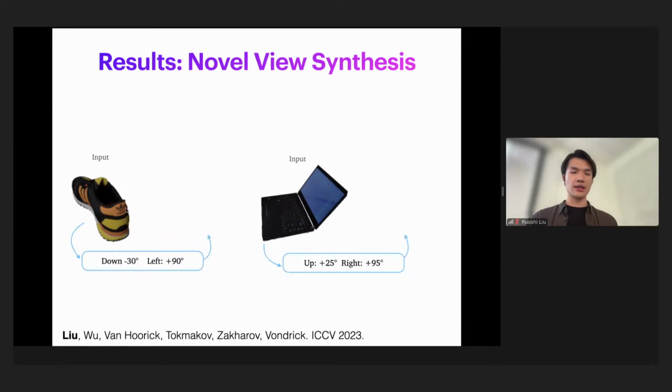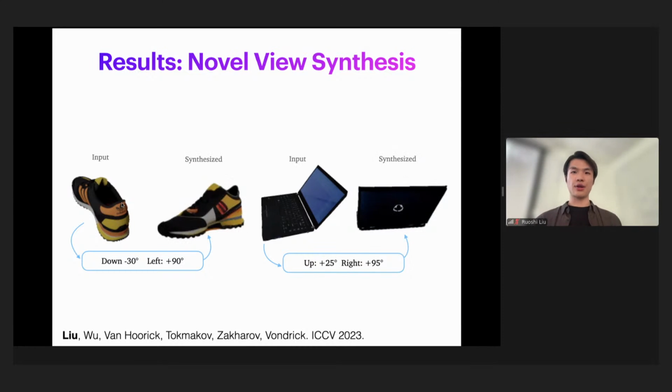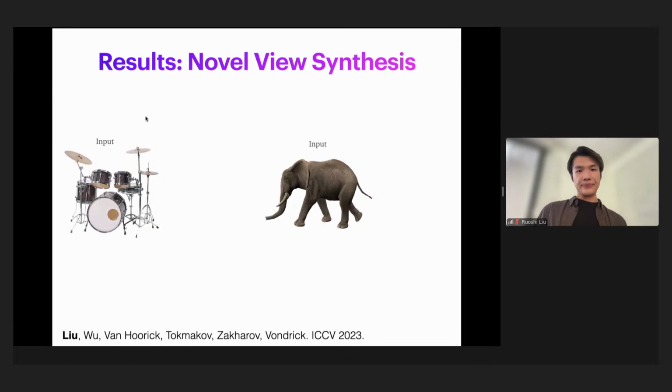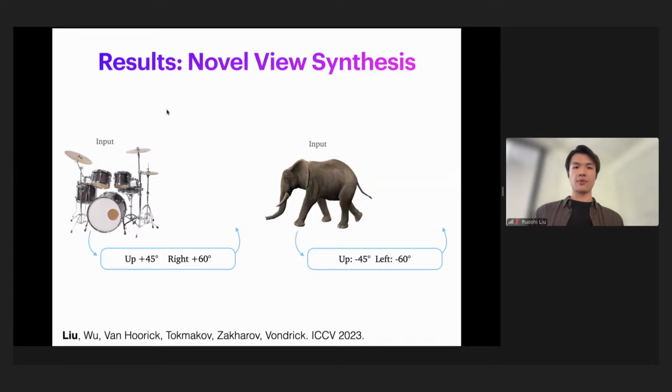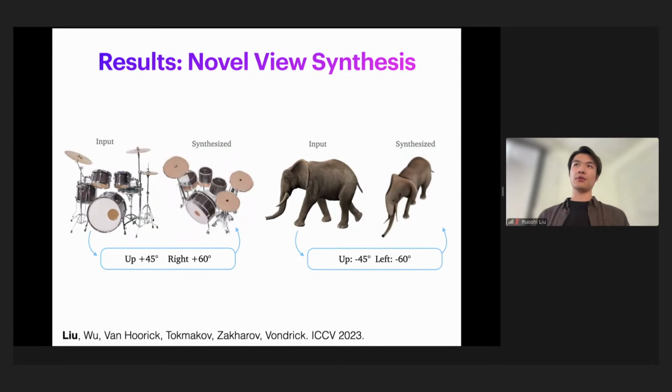And these are some of the results that we show in the teaser figure. So this is the input image, and we ask the question, right? What does the shoe look like if I move the camera down by 30 degrees and left by 9 degrees? And that's what the model generates, right? So it's able to synthesize a new view of the object, which is consistent with the input object. And what's surprising is that it also works on objects with very complex geometry, such as this drum set here, or deformable objects such as an elephant, right, which are traditionally very hard to model in 3D computer vision.